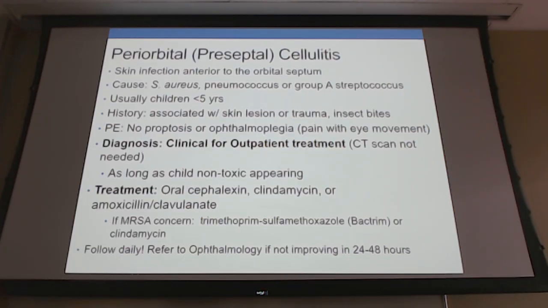What's the big side effect of amoxiclav? Diarrhea? Diarrhea, yes. Copious amounts of diarrhea. So something to be aware of for these kids. So many children are on Augmentin.